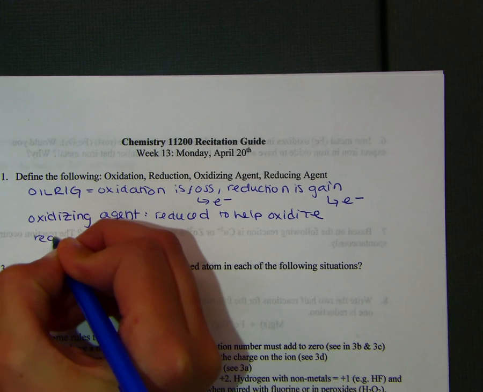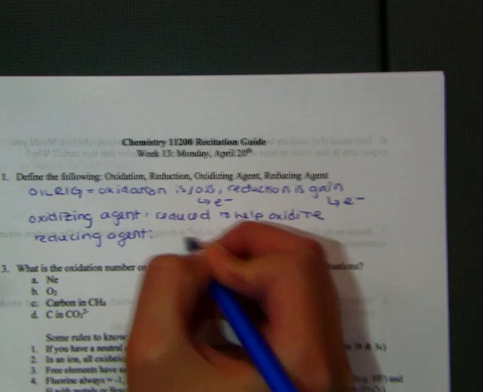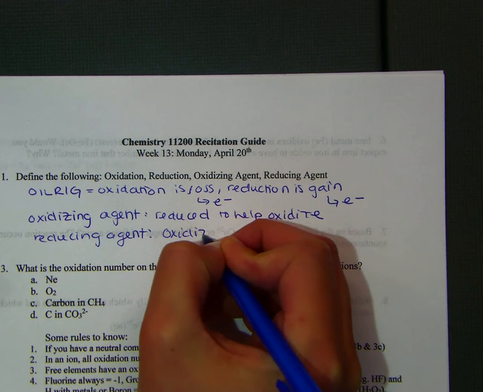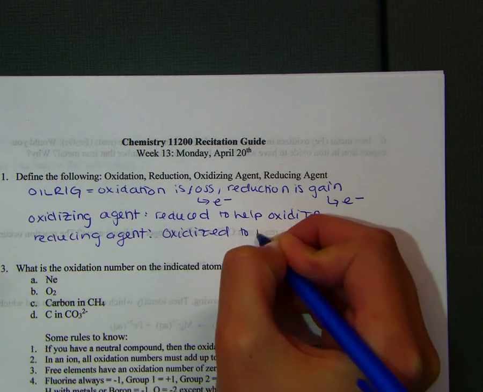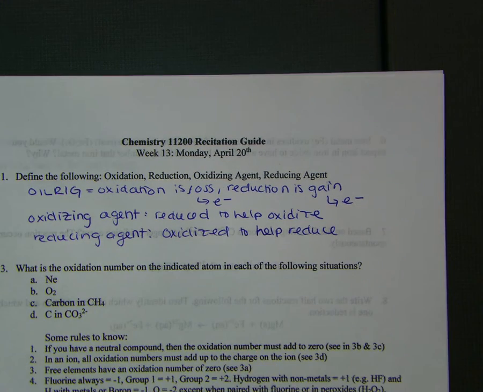Okay, the reducing agent is the same thing, except obviously reverse, in that it is being oxidized to help reduce. All right, so same idea. It's so good at oxidizing, at losing electrons. It doesn't want any of them, that it gives them basically to someone else without even wanting them.